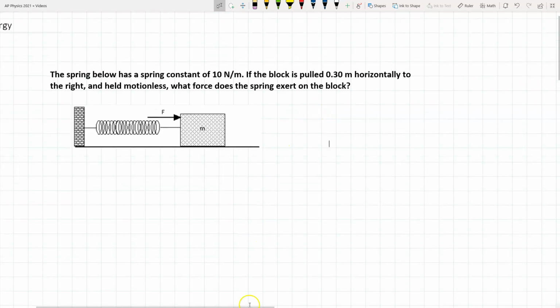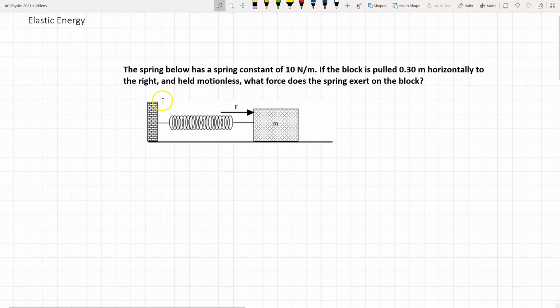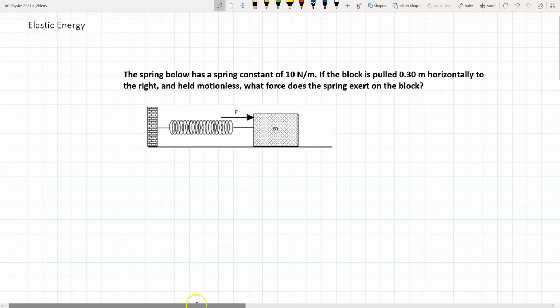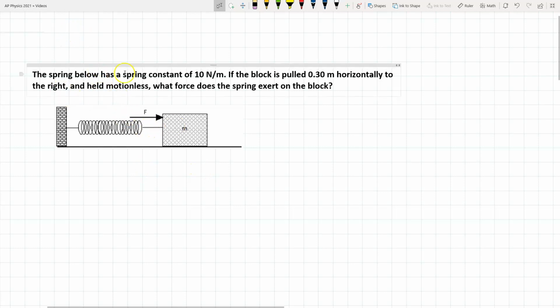All right, so we're going to be going over some elastic energy, which has to do with forces first, spring forces, and then we'll talk about some energy exerted from a spring. But first, we're going to go over forces. So this spring below has a spring constant of 10 newtons per meter. Now remember, that number right there tells us the strength of the spring.